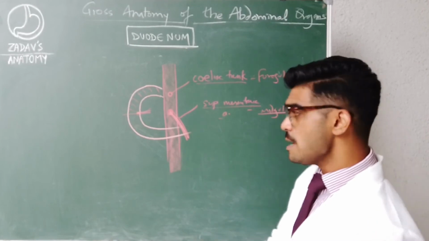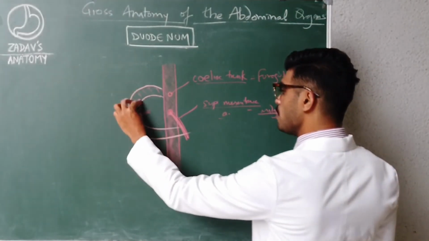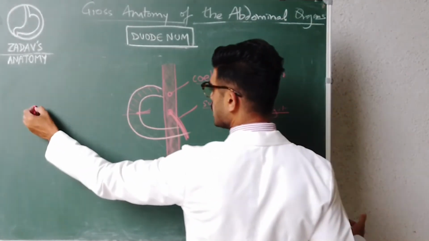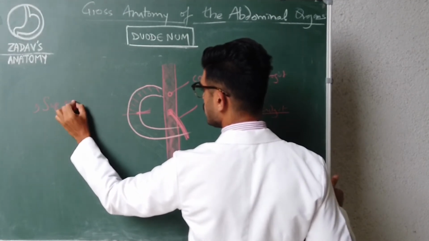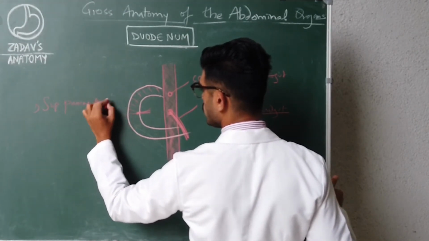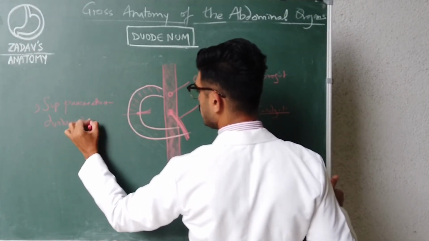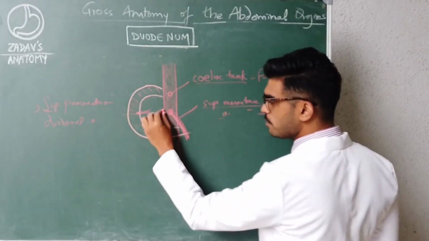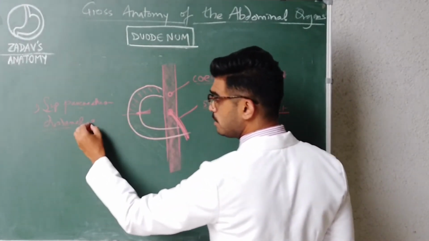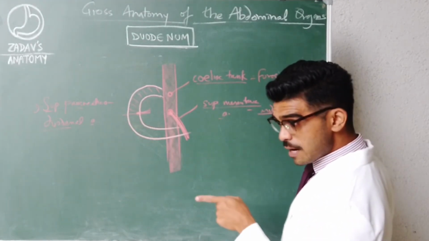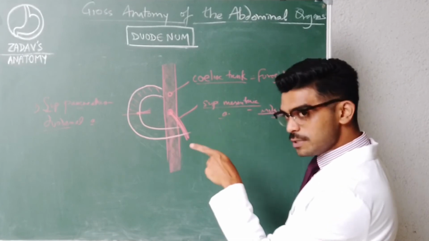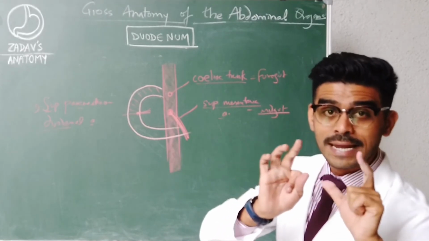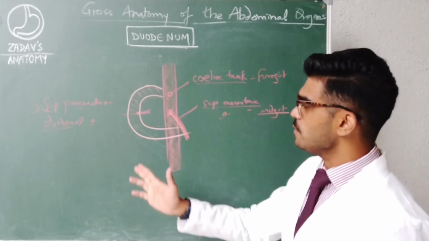Let us see what these branches are. The first and the upper half of the second part of the duodenum is supplied by what is known as the superior pancreaticoduodenal artery. Pancreatico, this is where the head of the pancreas lies, remember, duodenal artery, and this is a branch of the gastroduodenal artery, which is a branch of the common hepatic artery, which is a branch of the celiac trunk.